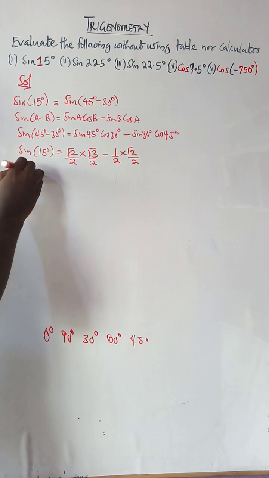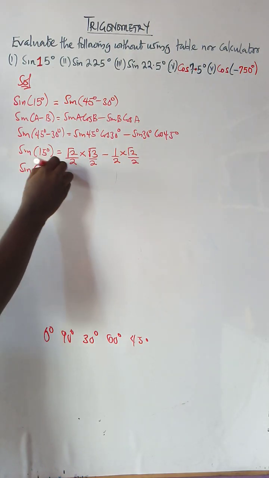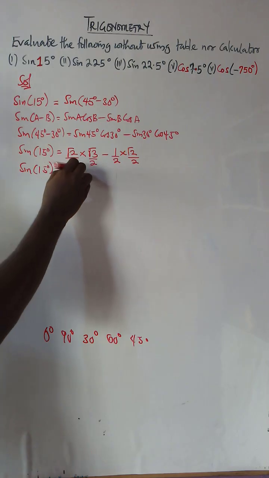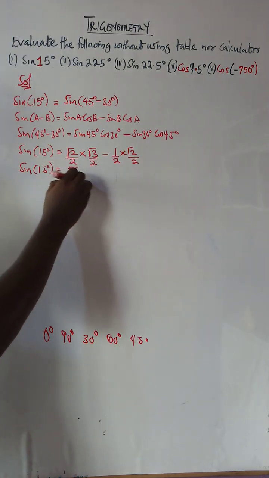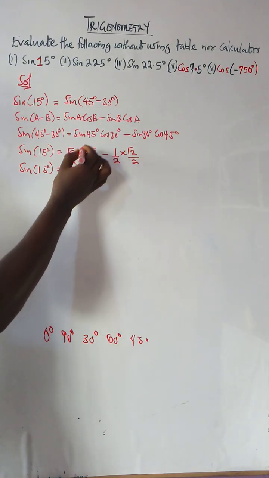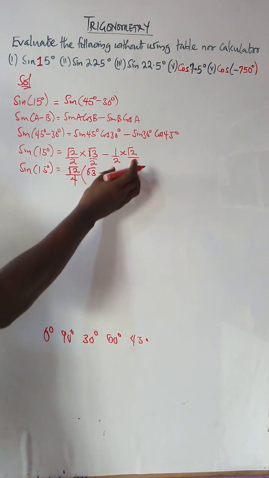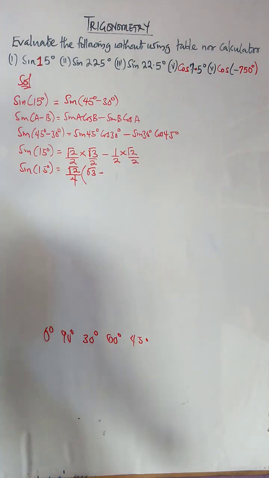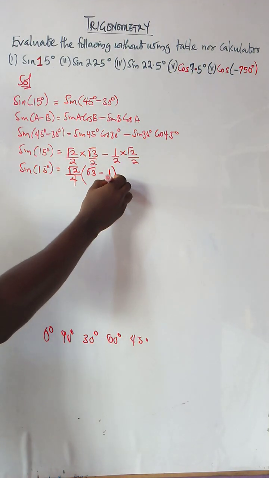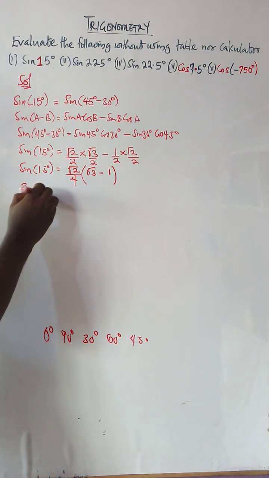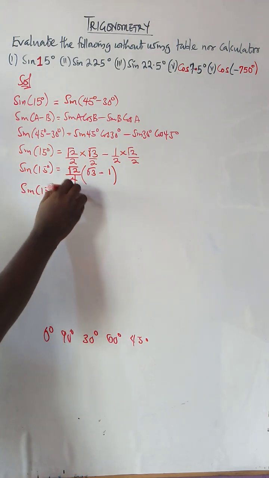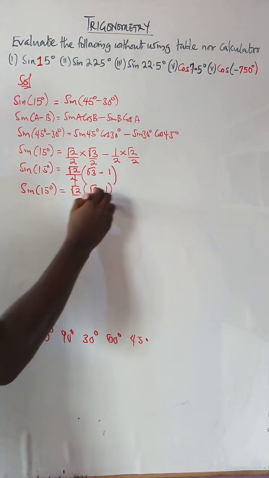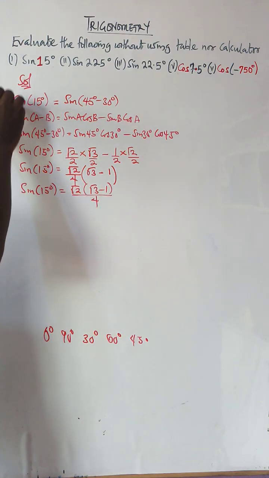So from here, sine 15 becomes, root 2 over 4 is common. Here I've left only root 3, and here I've left nothing, because 2 times 2, 4 out, root 2 out. So let's just put the 1 there. So we can say sine 15 equals root 2 multiplied by root 3 minus 1, everything over 4. That is the end of the first one.